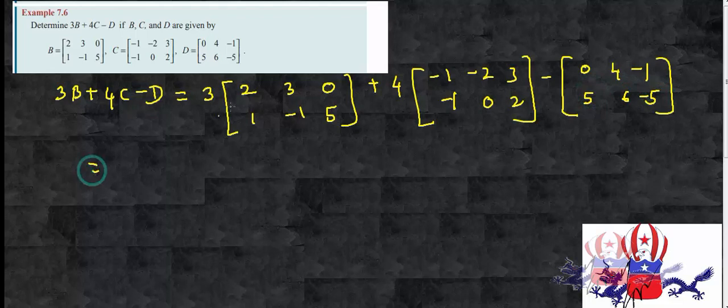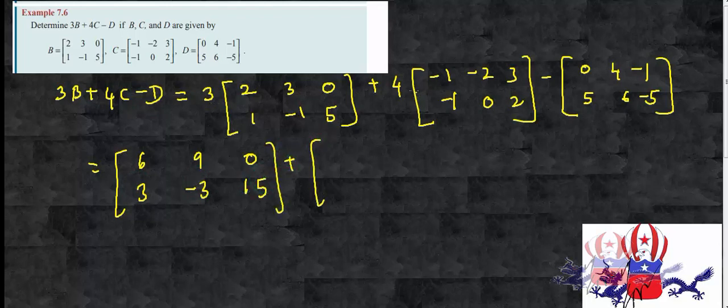Now what I'm going to do first is multiply every element of matrix B by 3. That would give me 3 times 2, 6, 3 times 3, 9, 3 times 0, 0, 3 times 1, 3, 3 times -1, -3, 3 times 5 would give me 15. Following it up with multiplying each and every element of matrix C by 4. That would be 4 times -1, -4. 4 times -2 is -8. 4 times 3 is 12. 4 times -1 is -4. 4 times 0 is 0. 4 times 2 is 8.